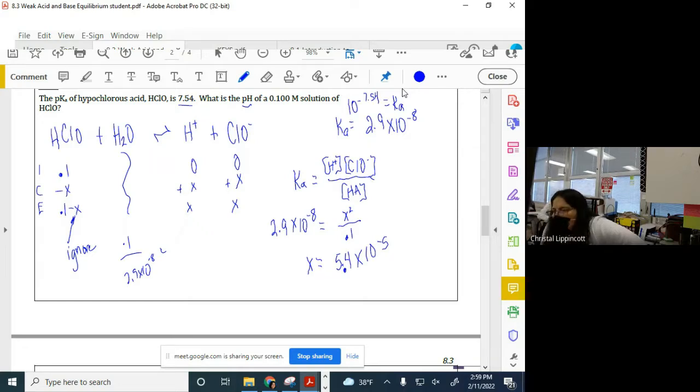Okay, so this equals my H plus concentration. That's not what they wanted to know though, was it? What do they want? pH. So I need to take the negative log of this value, and that's going to give me my pH. What should my pH be around?